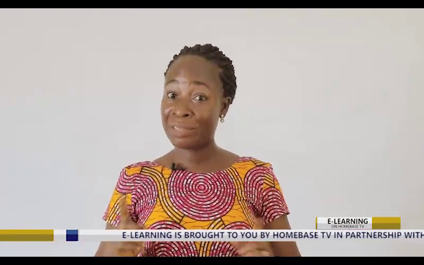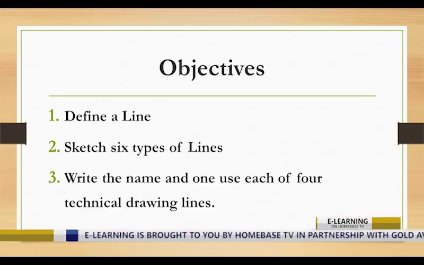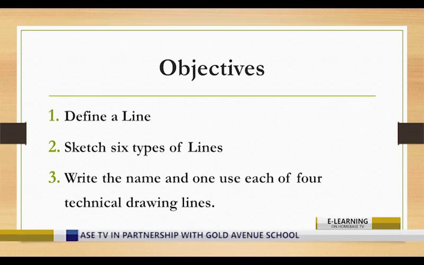Our objectives for the day: 1. At the end of this lesson, you should be able to define a line. 2. Sketch 6 types of lines. 3. Write down the name and one use each of 4 technical drawing lines.